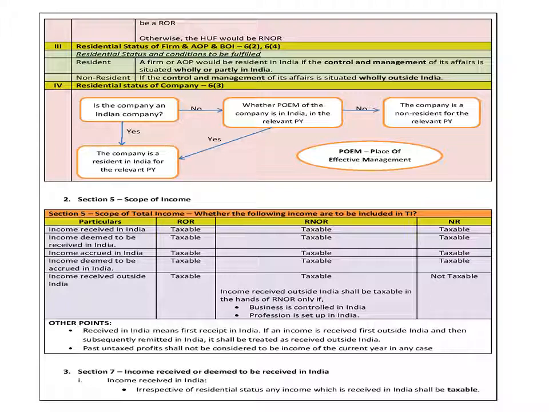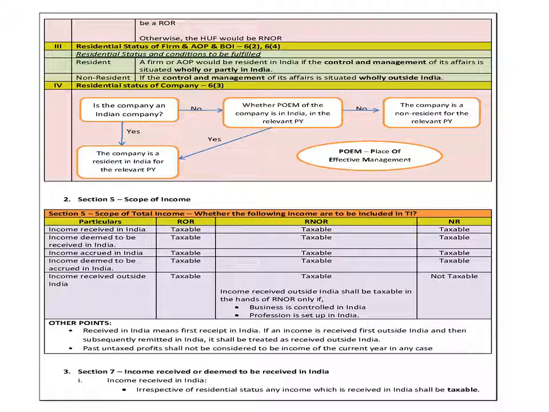It will be taxable for ROR, taxable for RNOR and it will not be taxable for non-resident. Okay. Here a simple note. Income received outside India shall be taxable in the hands of RNOR only if business is controlled in India or the profession is set up in India. Okay, these two conditions we have to see. Only if the business is controlled in India, then it is taxable for RNOR. If it is not controlled in India, then it is not taxable for RNOR.